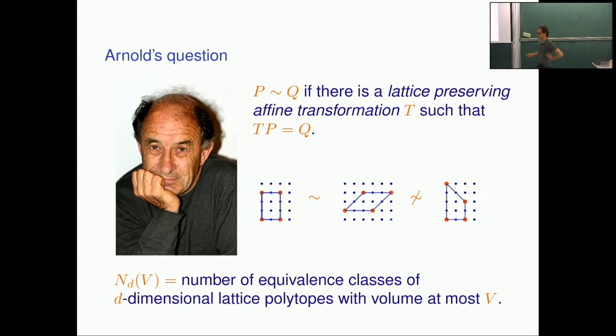So what does lattice-preserving mean precisely? It means that it carries integers to integers, or integral lattice points to integral lattice points. So you can't do an arbitrary rotation or an arbitrary shear. It has to be very special. And so Arnold asked in around 1980, what's the number of equivalence classes of d-dimensional lattice polytopes of volume at most V?